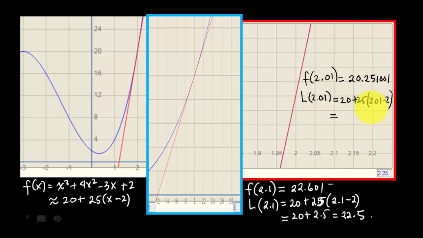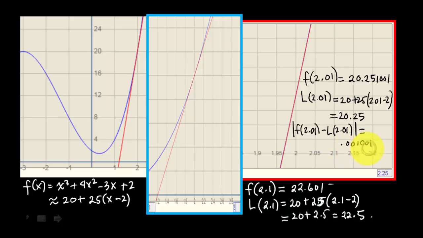And what does that tell us? 2.01 minus 2 is 0.01. Multiply it to 25, that gives you 0.25. So add it to 20.25. Oh wow, look, what is the difference between these two? So when you take the difference, let's just put it in absolute value, okay? Their difference, f of 2.01 minus its linearized version at 2.01, is what? Oh, let's see. Take the difference between the two and you get 0.001001. That is pretty good.